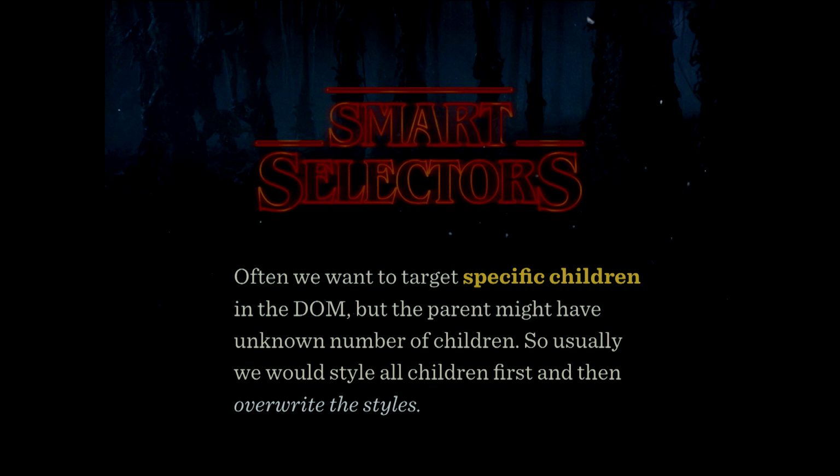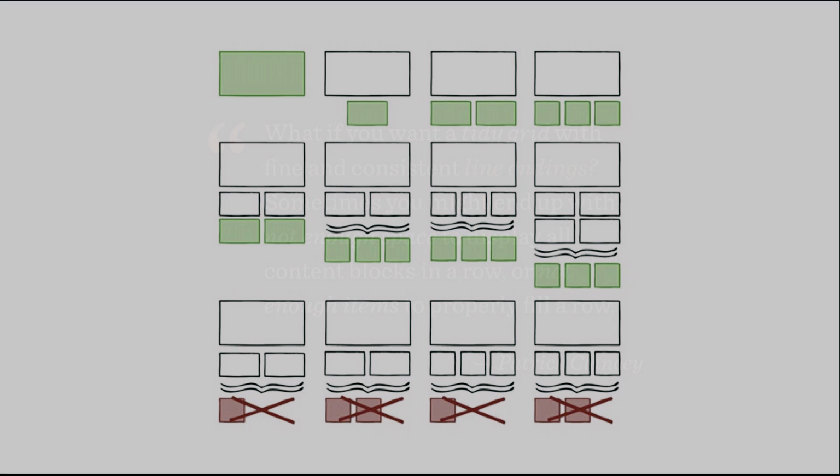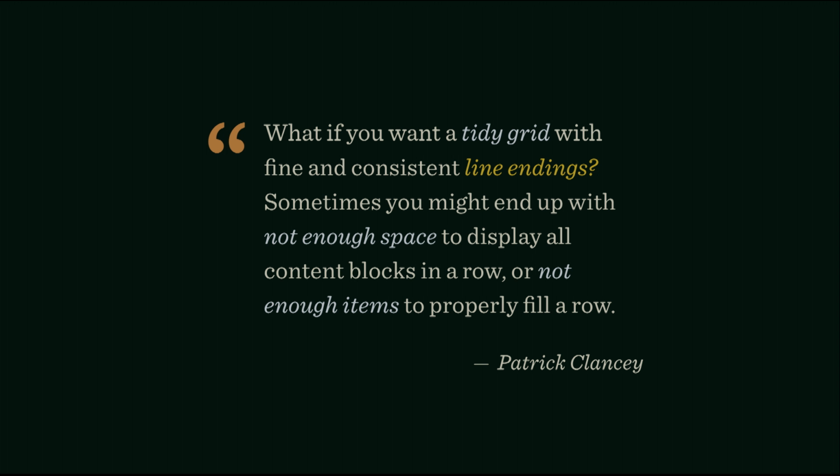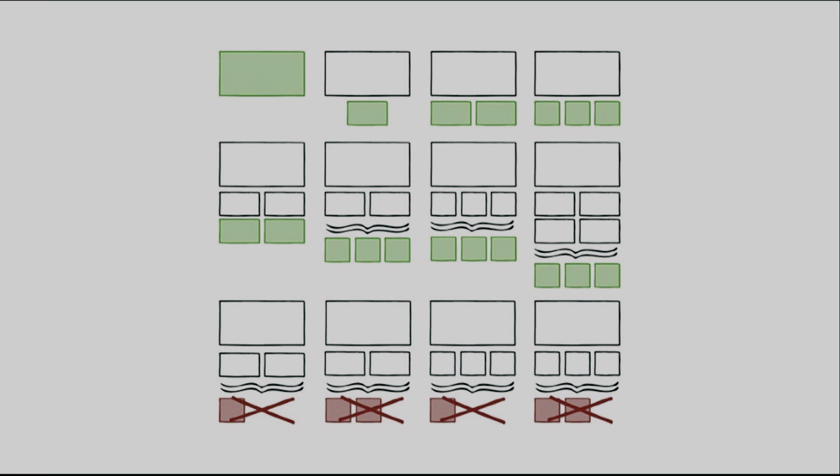Now imagine you have to build a layout like this. Or let's say it this way: what if you want a tidy grid with nice and consistent line endings? Sometimes you might end up with orphans or widows on the last line, and that's not what your designer wants you to have. So you want to end up with something like this, or like this, or like this, but never having just one box in the last line.